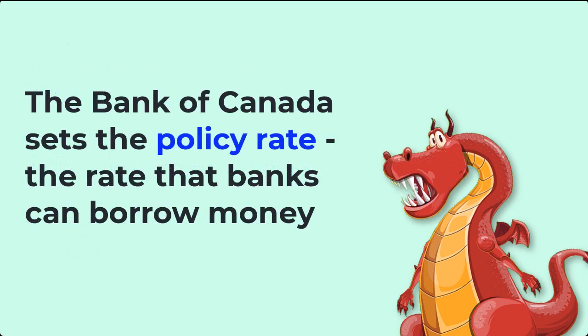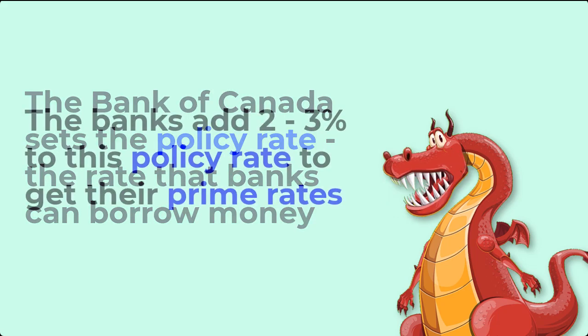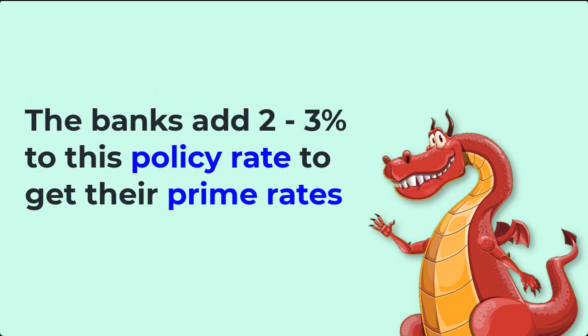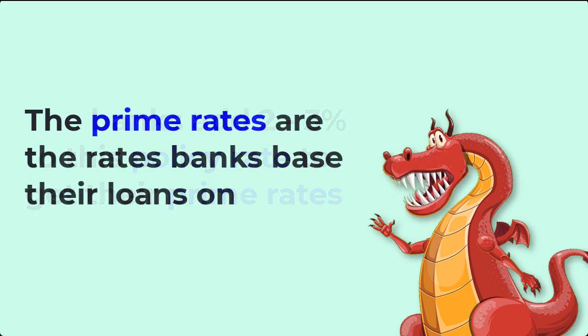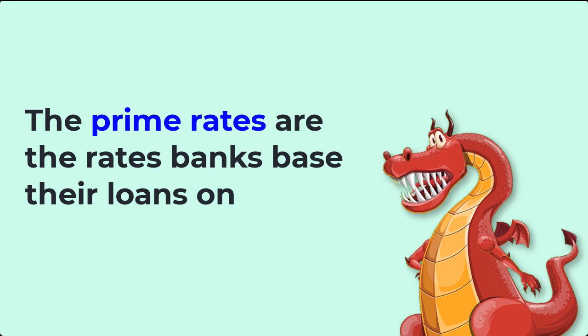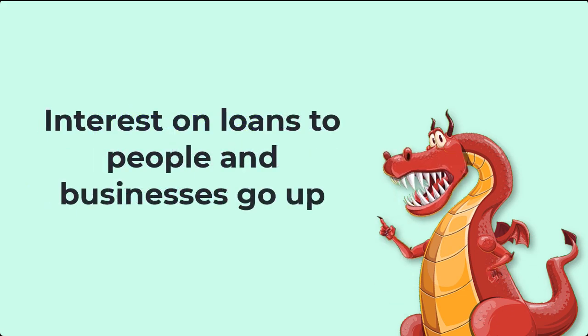The Bank of Canada sets the policy rate that banks pay when they borrow money. The banks will add between 2 to 3% to the policy rate to get their prime rate. The prime rate is the rate they base their loans off. Depending on the borrower and the type of loan, the bank will charge more than the prime rate. This makes borrowing more expensive and harder to get for both businesses and individuals.